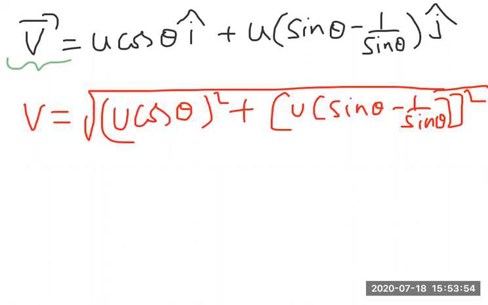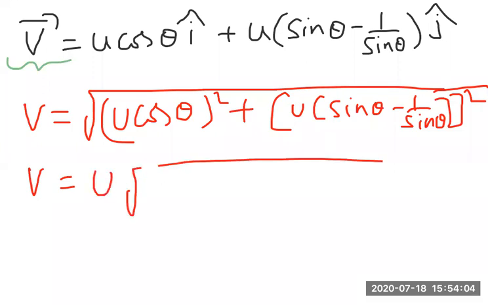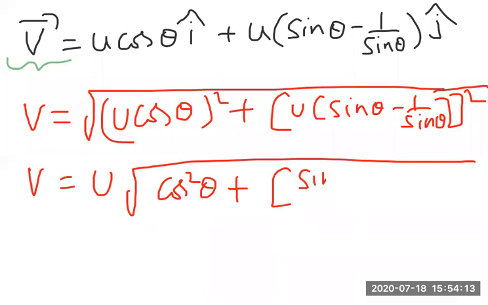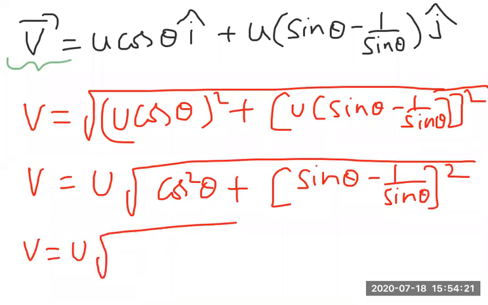From this formula, I can write V is equal to U square root of cos square theta plus, if I take U square common outside, I have sin theta minus 1 by sin theta whole square. Let us expand this one now. Clearly observe the expansion. So cos square theta, fine.